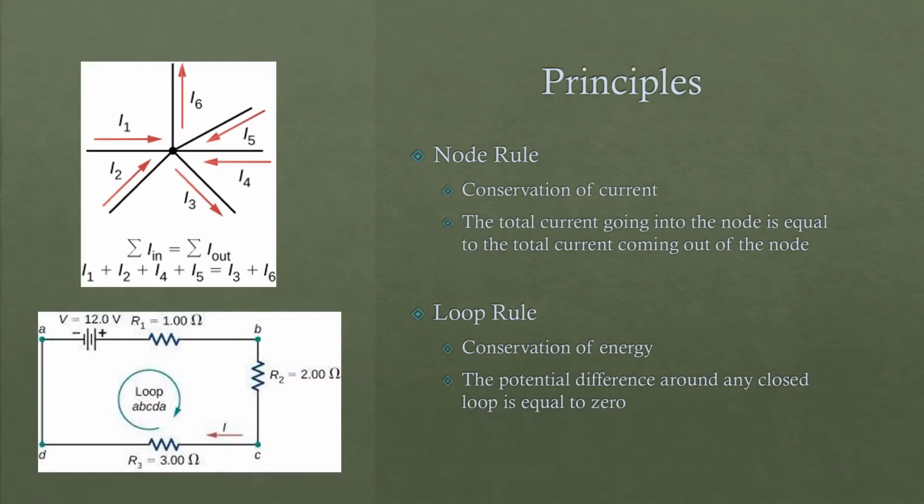Two key principles are the node rule and the loop rule. The node rule involves conservation of current. It states that the total current going into the node is equal to the total current coming out of the node. The loop rule is the conservation of energy. It states that the potential difference around any closed loop is equal to 0.